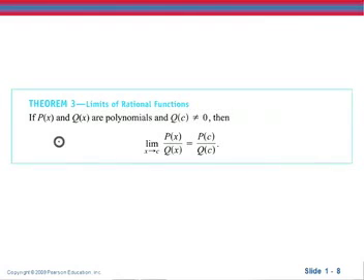The same holds for rational functions. If we have a rational function p of x over q of x, where p and q are polynomials, and q of c is not 0, then the limit as x approaches c is just what we get when we substitute c in for x. So that would be p of c divided by q of c. Now familiarize yourself with each one of these limit laws, because we will be using those in the next couple of recordings to actually calculate limits.